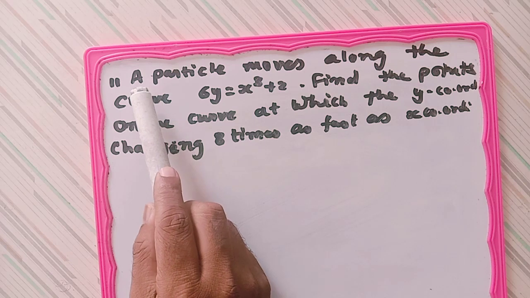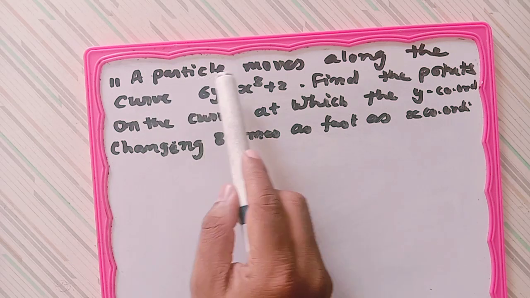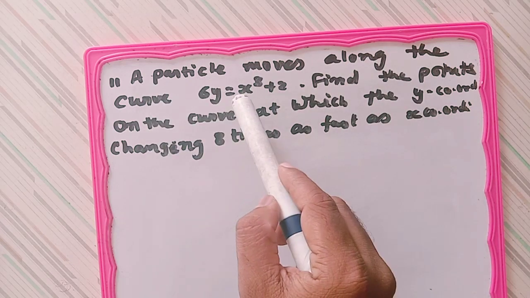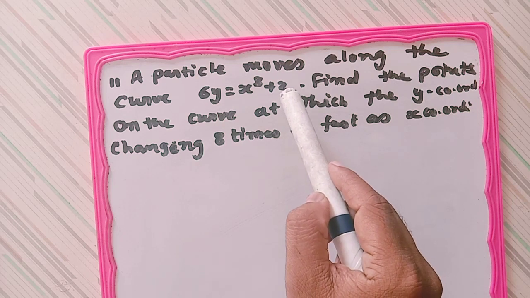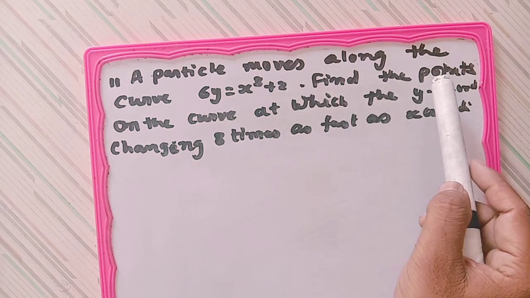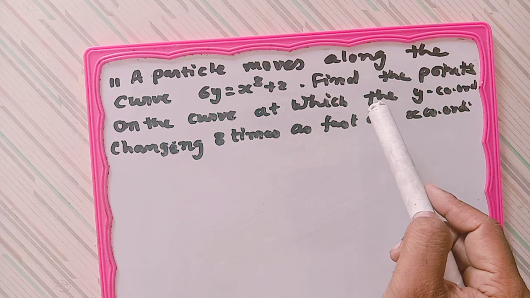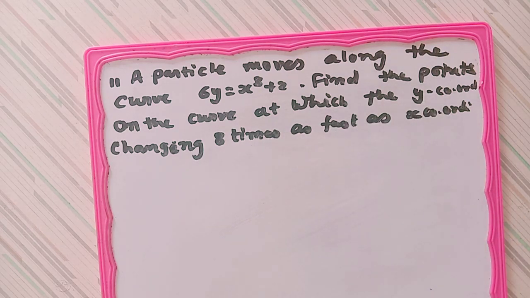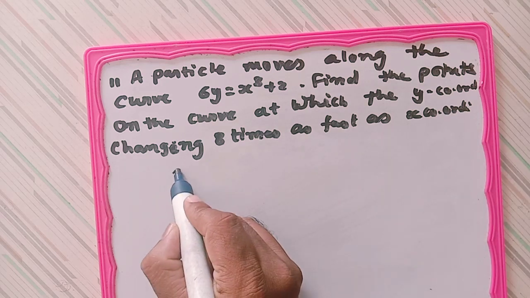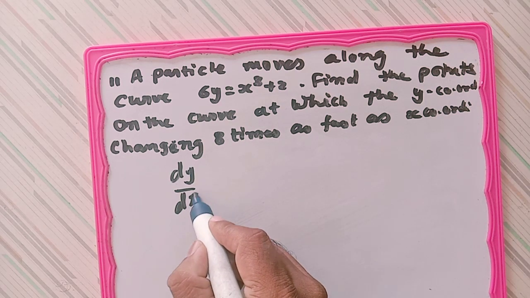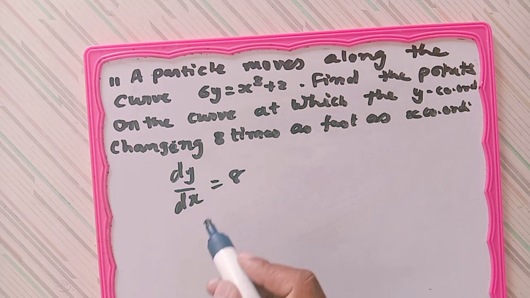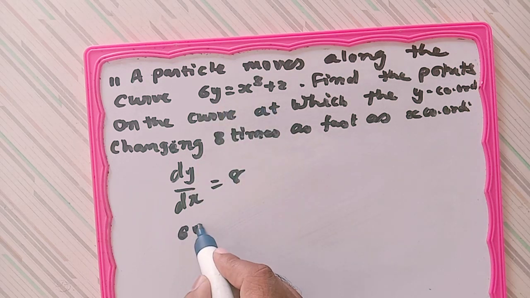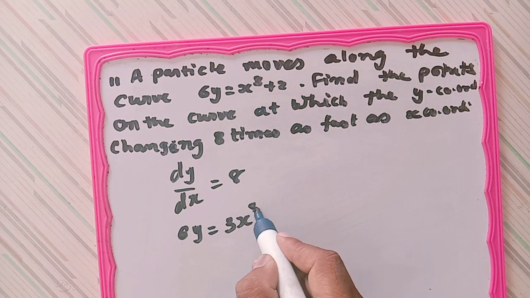We are given the question, a particle moves along the curve 6y equals to x cube plus 2. Find the points on the curve at which the y coordinate is changing 8 times as fast as the x coordinate. Means dy by dx value is given 8 and the function is given 6y equals to x cube plus 2.